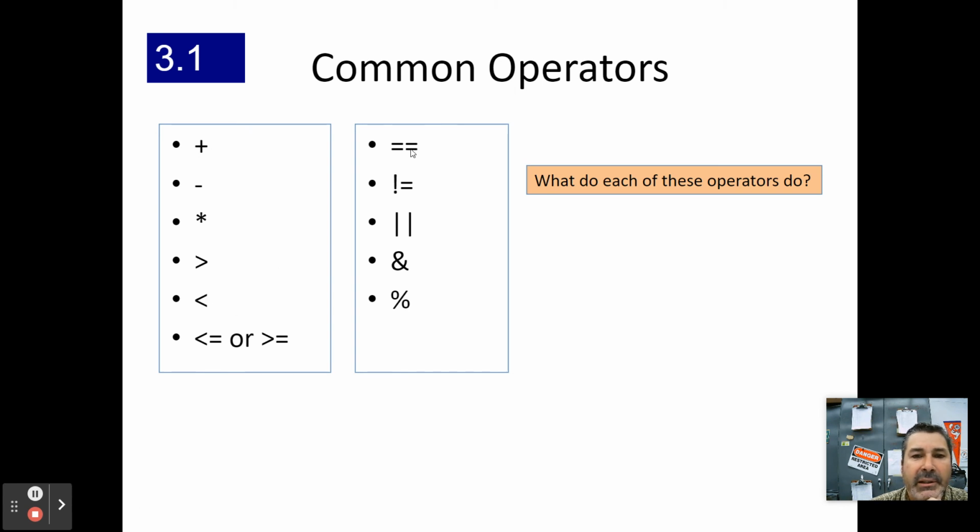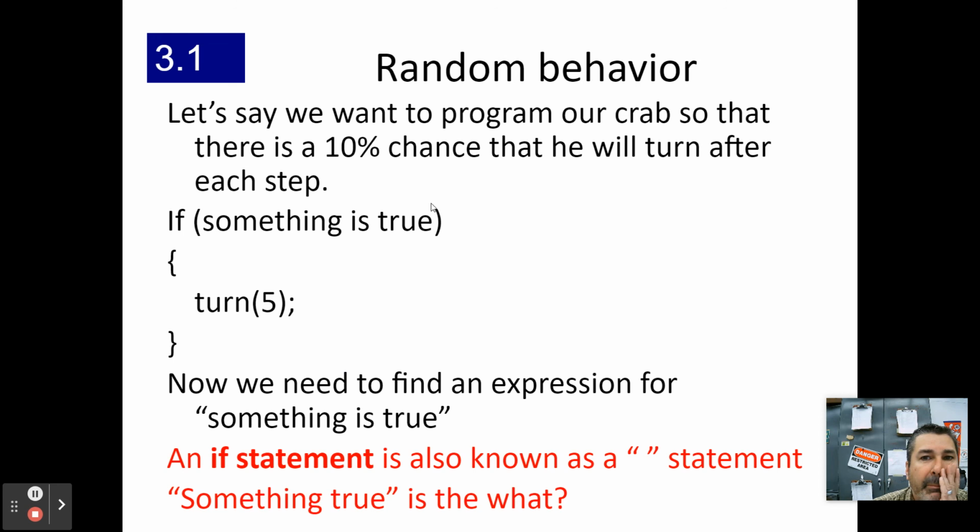This is equals to. This is not equals to. This is or, and. You could also just have not. Okay, let's go to random behavior.